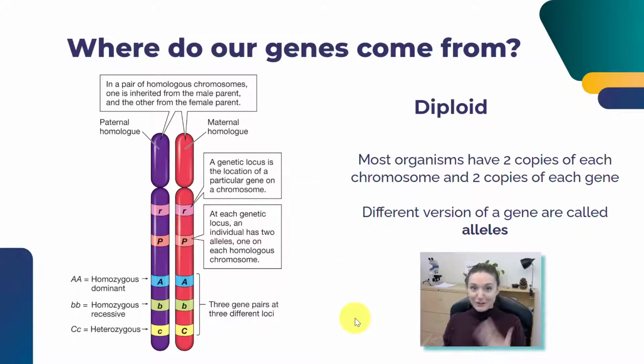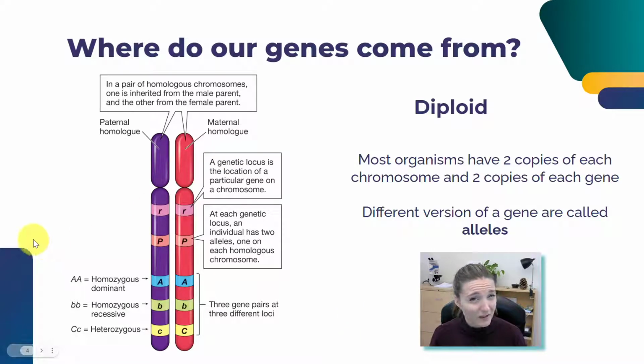Let's just review where our genes come from, right? So many organisms are what we say diploid organisms, meaning we have 2 copies of each chromosome. In humans, we have 23 pairs of chromosomes, right? One set in that pair came from our maternal parent. The other set in that pair came from our paternal parent, right? So you inherit 1 copy of each chromosome from each parent through the process of gamete formation, and those gametes fuse during fertilization, right?